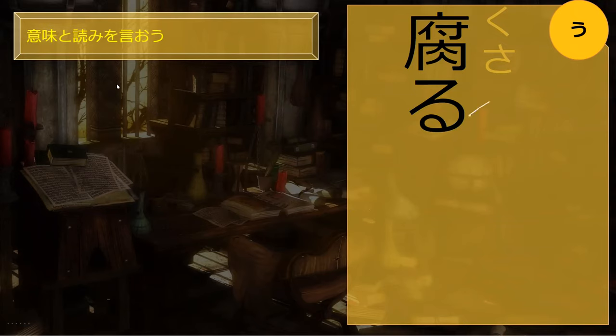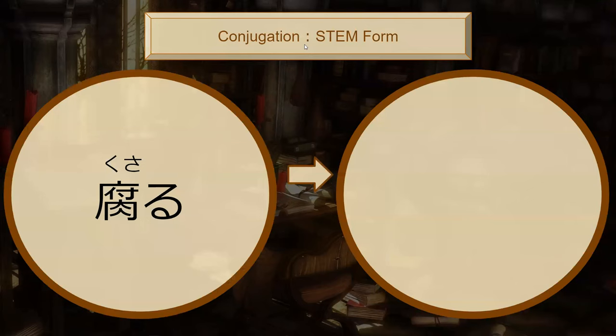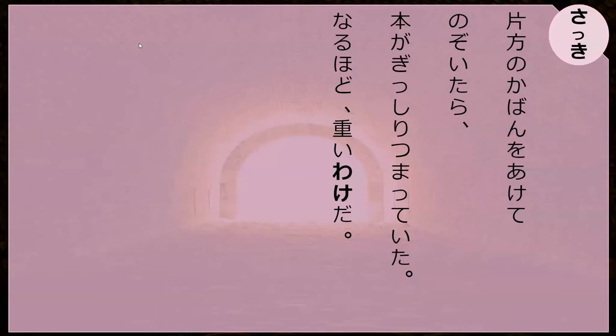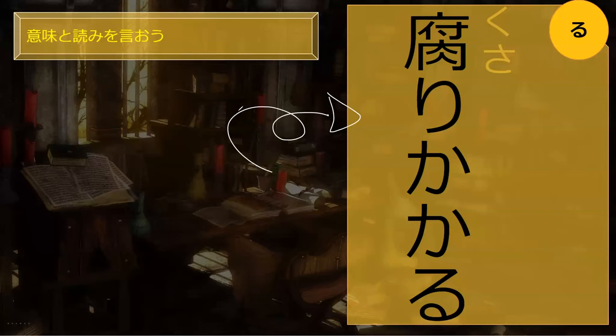So this is a u verb. What is the stem form of kusaru? Kusari, perfect. What does wake mean, like in omoi wake da? That is the reason. Okay, perfect. Can you read this for me? Kusari kakaru. So this is just like the other kakarus we've been seeing a lot, like kare kakaru and kuchi kakaru and all those words, which basically means it is rotted, but not rotted away. So it's not rotted away, but it is rotted.